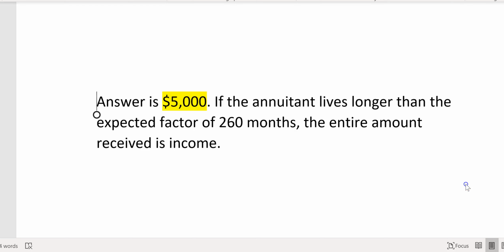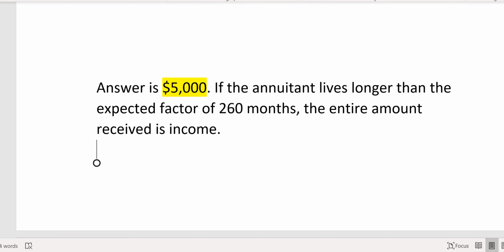And the answer is all $5,000 received would be taxable, because if the annuitant lives longer than the expected factor, which was 260 months, then the entire amount received after that is income. So once she lives longer than the 260 months and she continues to receive payments, those payments are all income. So in year 46, all $5,000 is income. If she lives in year 47 and receives $5,000, that's all income. As long as she lives, all $5,000 a year will be considered taxable income.